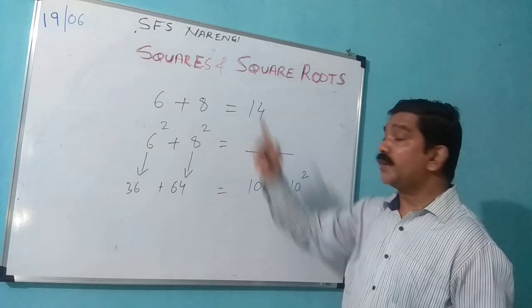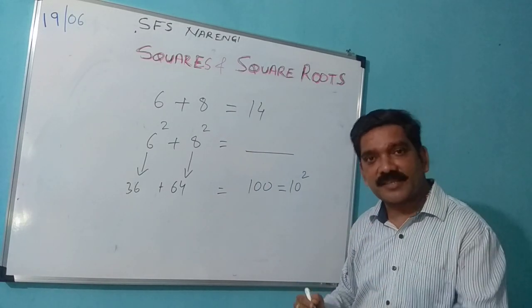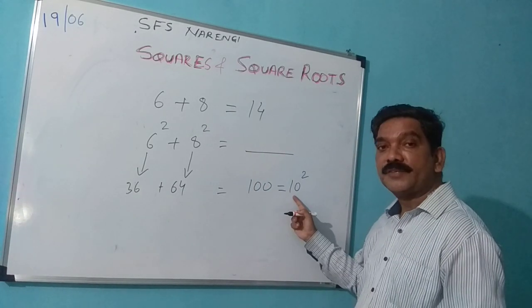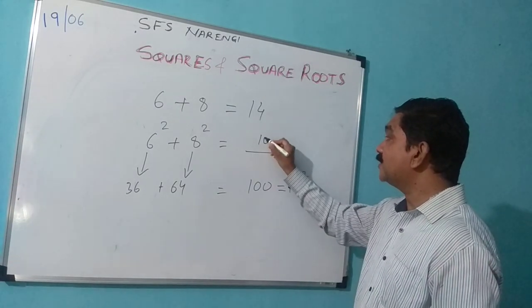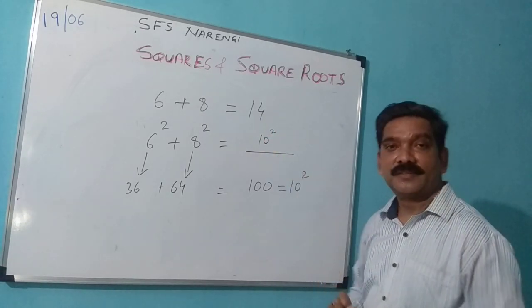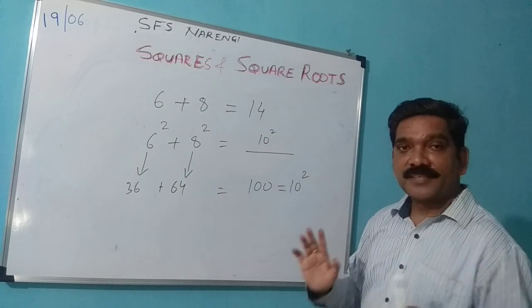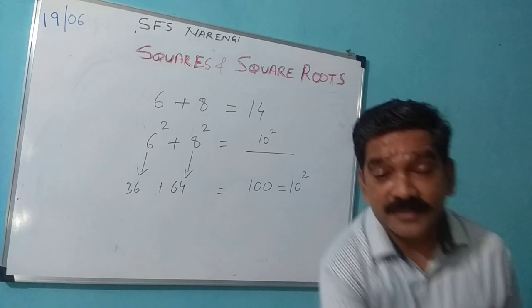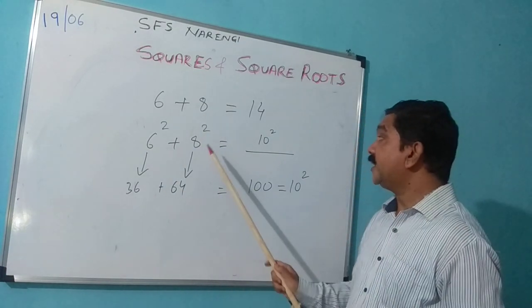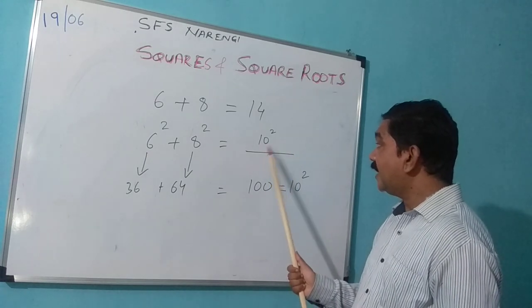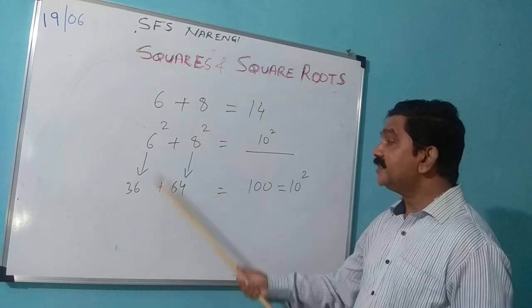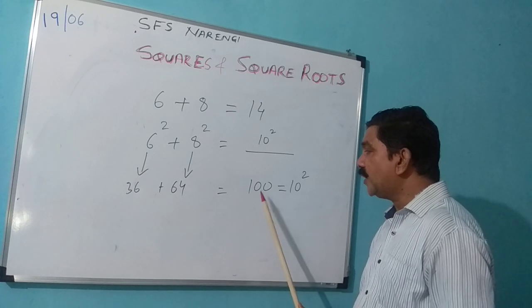What is a square? Square means a number multiplied with itself. That is 10 square, so 10 into 10 is 100. Therefore here the answer will come 10 square, not 14 square. Clear? I think it's very clear. 6 square plus 8 square will give you 10 square, and the answer is 100 here. That means 36 plus 64 is equal to 100.